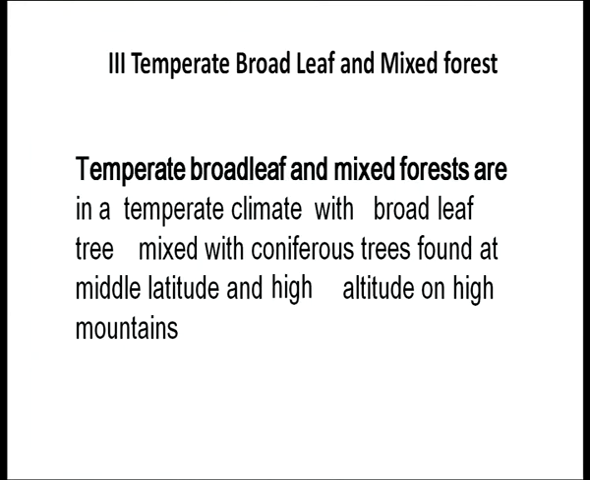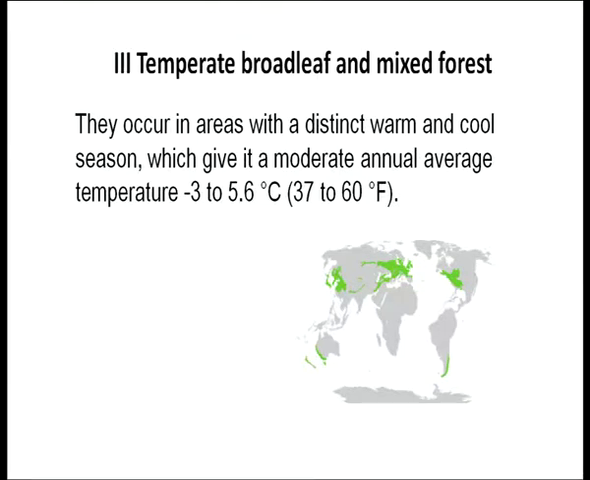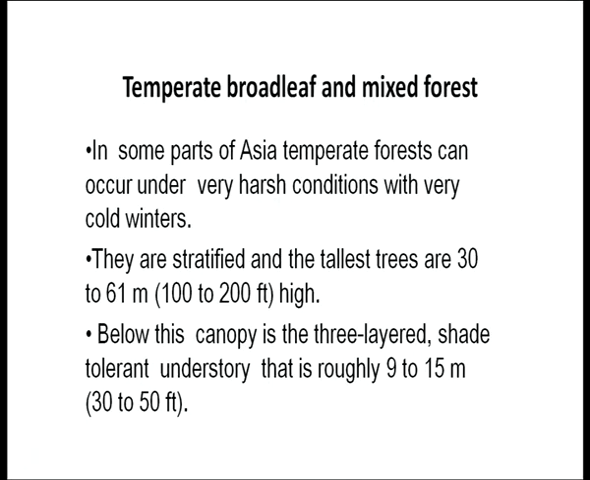The next is temperate broadleaf and mixed forests, found at high altitudes on the mountains and middle latitudes. They occur in the areas with a distinct warm and cool season, which give it a moderate annual average temperature between -3 to 5.6 degrees Celsius. In some parts of Asia, the temperate forests can occur under very harsh conditions with very cold winters. They are stratified and the tallest trees are up to 30 to 61 meters in height. Below the canopy, a three-layered shade tolerant understory of plants is found with a height of 9 to 15 meters.